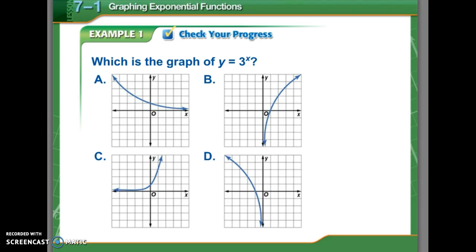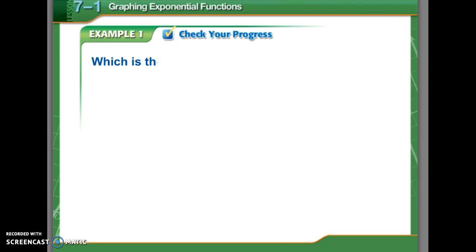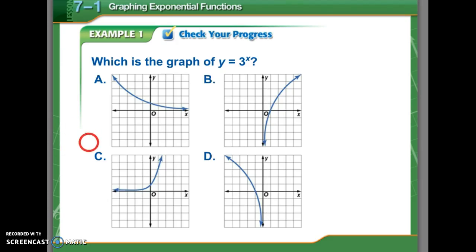Okay, here's a check your progress problem. Pause the video as long as you need. When you have your answer, go on to the next screen to see the answer. And our answer for this one is C. Hopefully you could identify that it was C just by realizing that C is the only one that looks like an exponential growth function, since the B value of 3 is greater than 1.